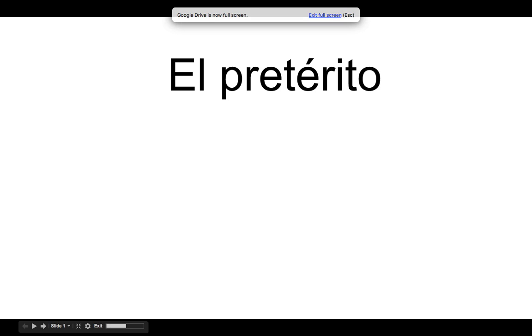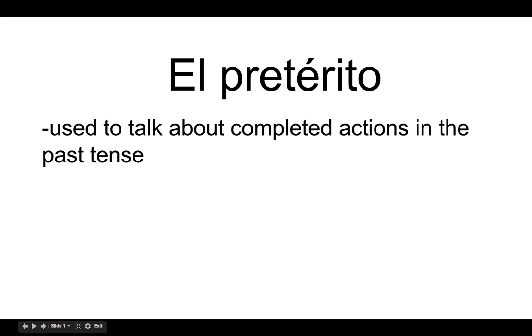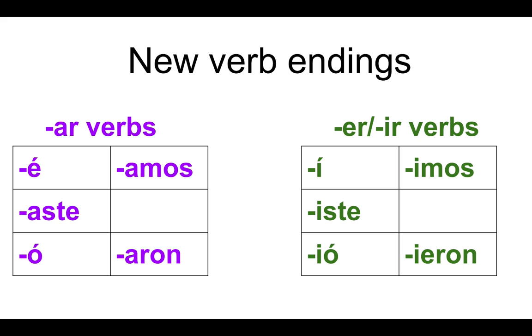El pretérito. The preterite is used to talk about completed actions in the past tense. There are new verb endings for the preterite. For AR verbs: aste, ó, amos, aron. For ER and IR verbs: iste, ió, imos, ieron.